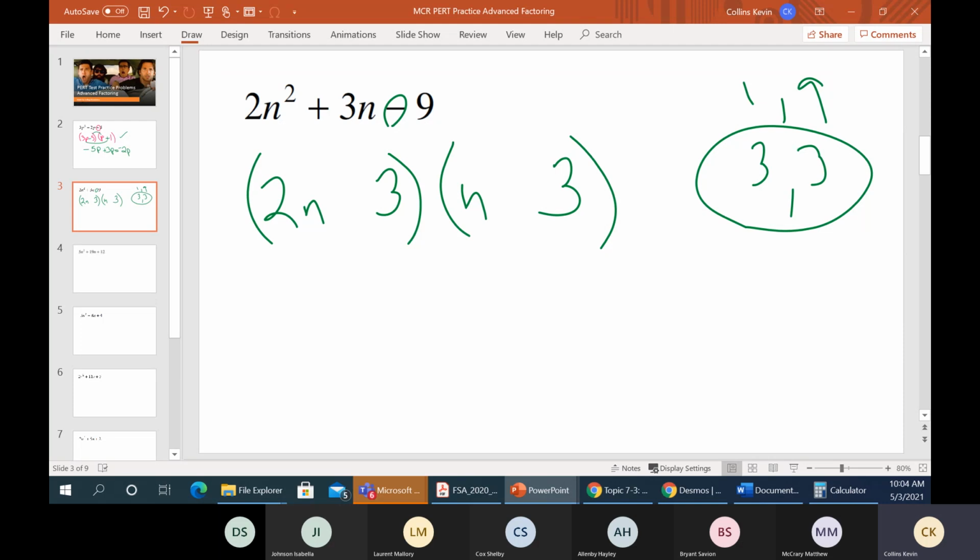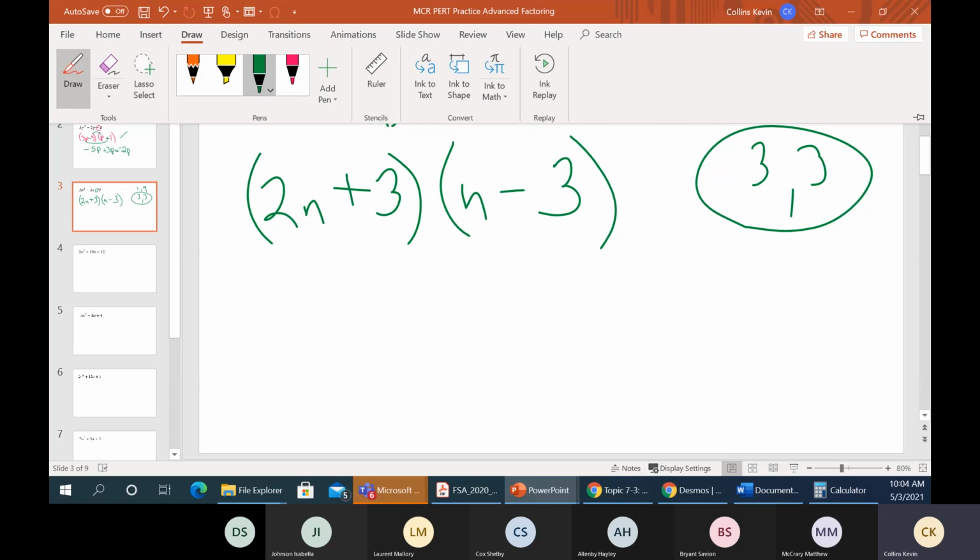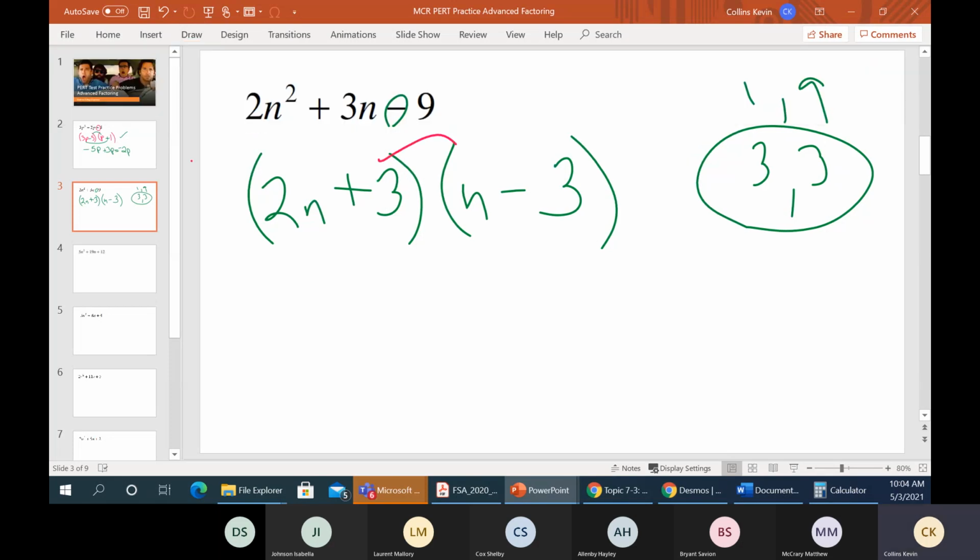Now the question is, which 3 should be positive? The first 3 or the second 3? We'll try the first. Okay, so we'll make him positive and him negative. All right, let's do our inside-outside, guys. So inside is 3 times n. It's going to be 3n. Outside guys are going to be 2 times negative 3. That'll be minus 6n. And 3 minus 6 is going to be negative 3n.